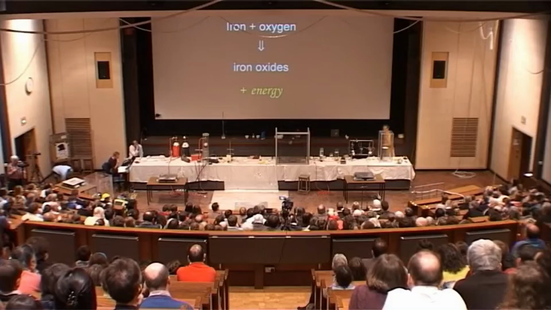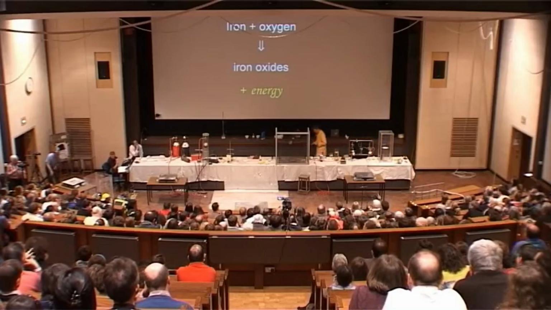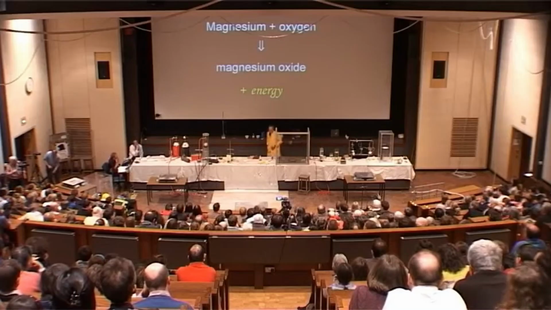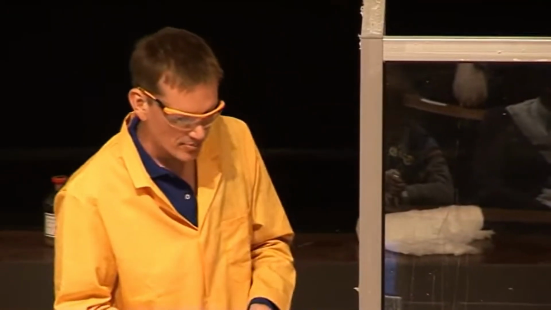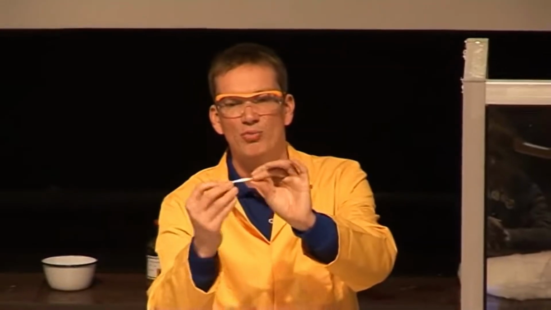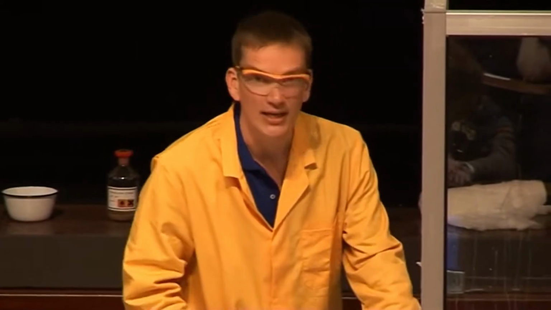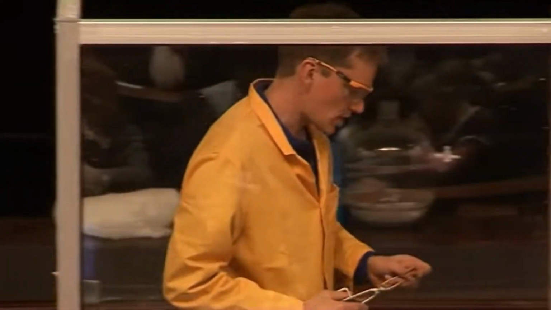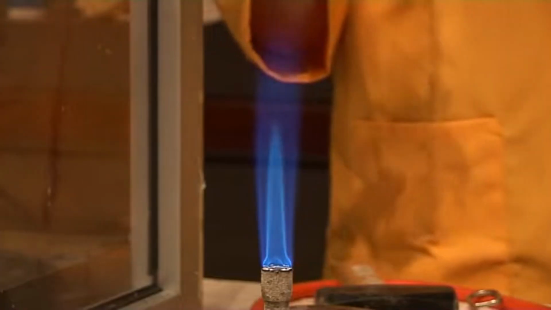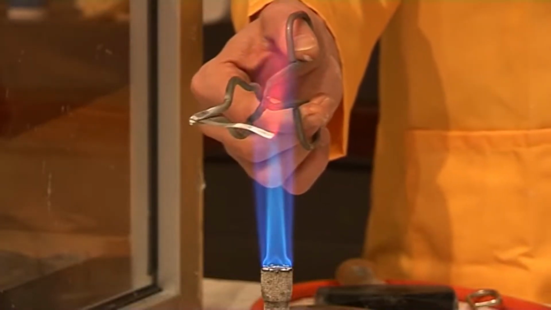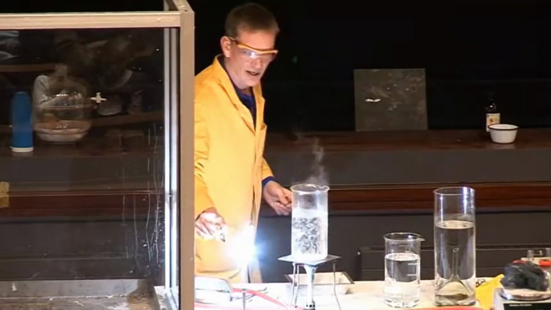Some other metals are even more reactive than the iron that we saw, and one of these is magnesium. Magnesium is just a silvery metal. This is in the form of magnesium ribbon here. And this burns in air very easily and gives out a lot of energy, in the form of light and heat, but a brilliant white light. So you can see this here.